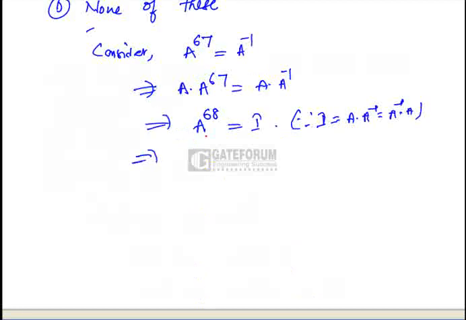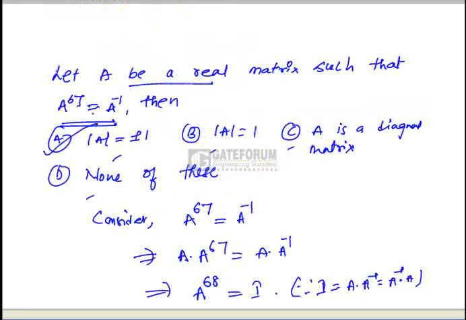Now, if A power 68 is I, then mod A power 68 will be 1, so mod A will be equal to plus or minus 1. That implies modulus of A is nothing but magnitude plus or minus 1, which is option A.